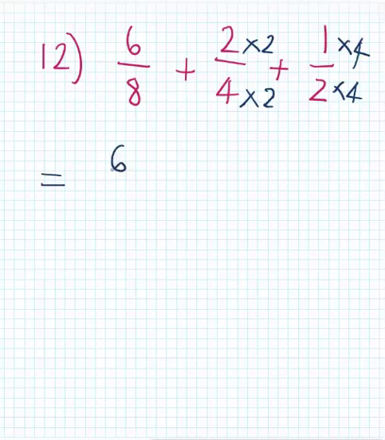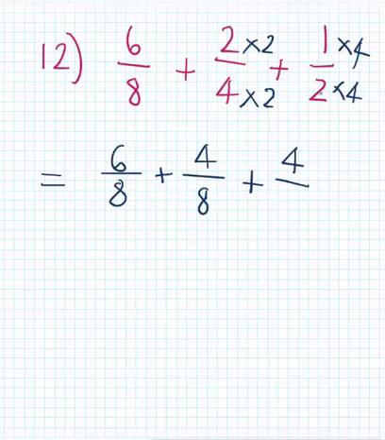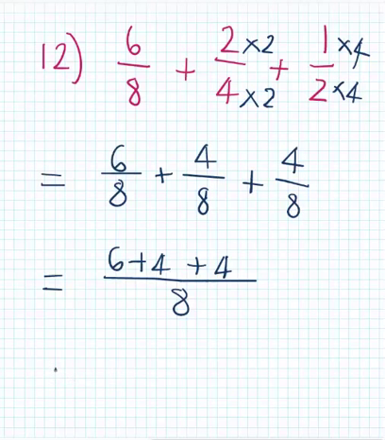Okay, so I'll be left with 6 over 8 doesn't change, but 2 times 2 is 4, over 4 times 2 is 8, same denominator, plus 1 times 4 is 4, over 2 times 4 is 8. And now I have all my denominators are 8, they're all the same. And we can add in this step, they're all over 8, and we have 6 plus 4 plus 4, and work from left to right. 6 plus 4 is 10, and 10 plus 4 is 14, and it's over 8.